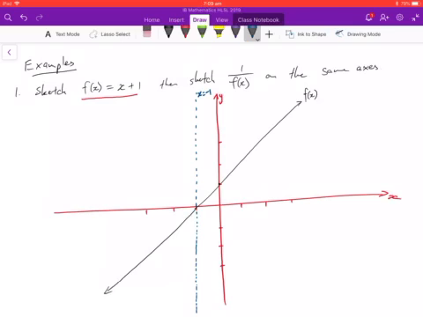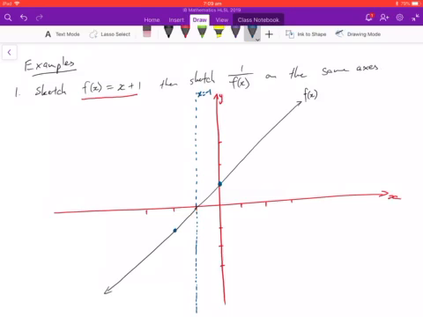Now, there are certain points which don't change. Can you see that if my function value is 1, 1 over 1 is still 1. So that value is still going to cross there. Over here, down here, the function value is minus 1. 1 over minus 1 is still minus 1. So those points don't change.